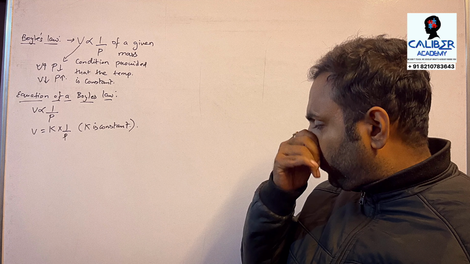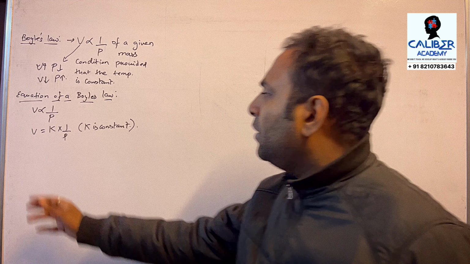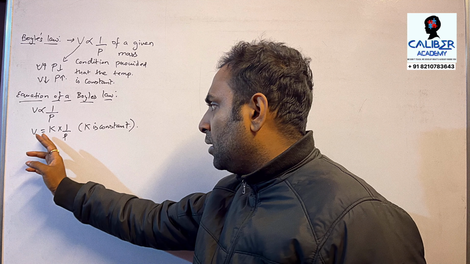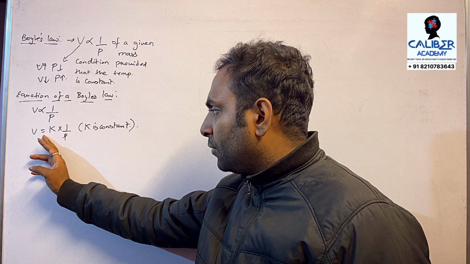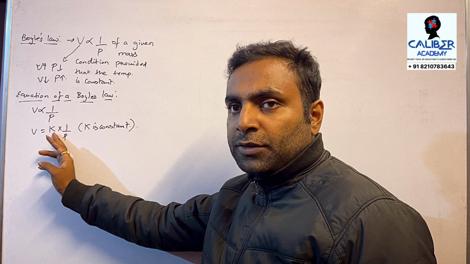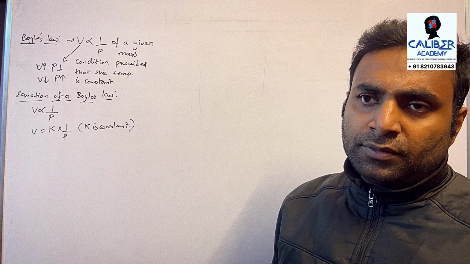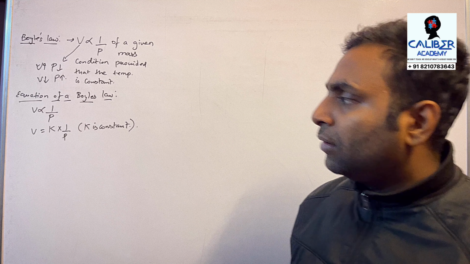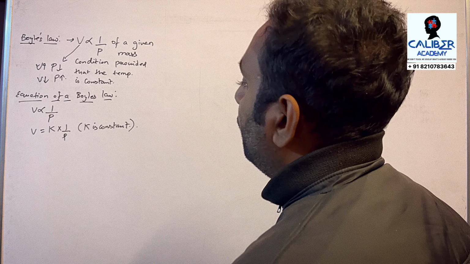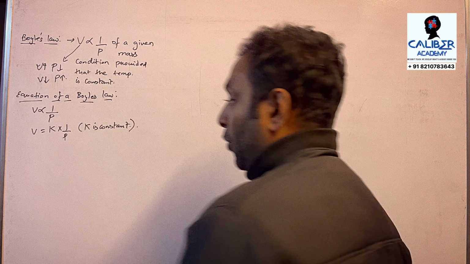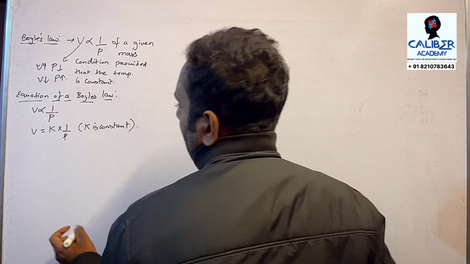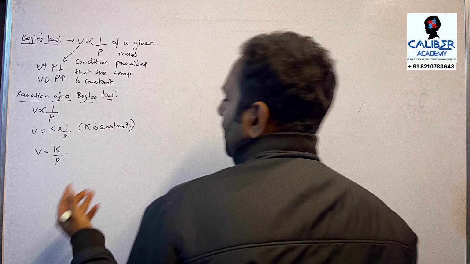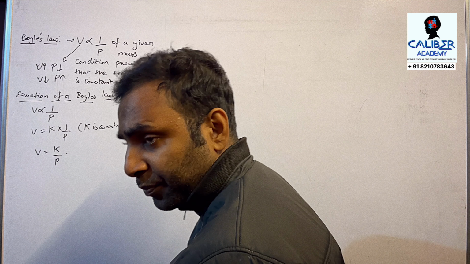So what we can see is that when we remove the proportional sign, it becomes equal to, and the constant sign is included. We have put K into 1 by P, right? So volume is equal to K by P.